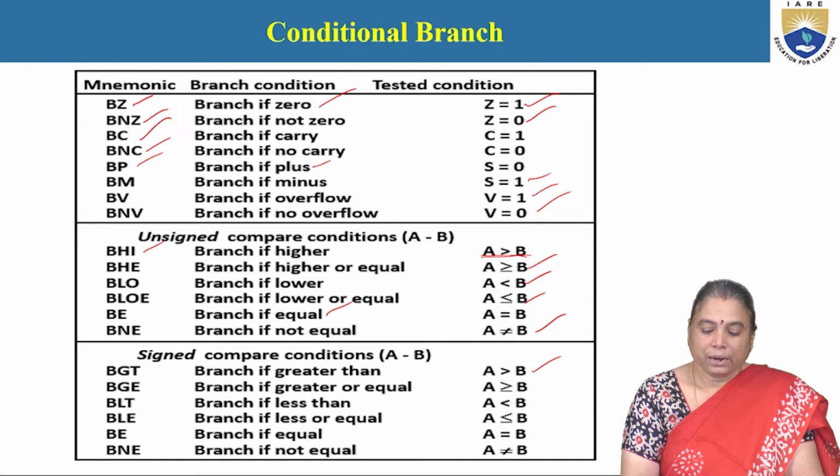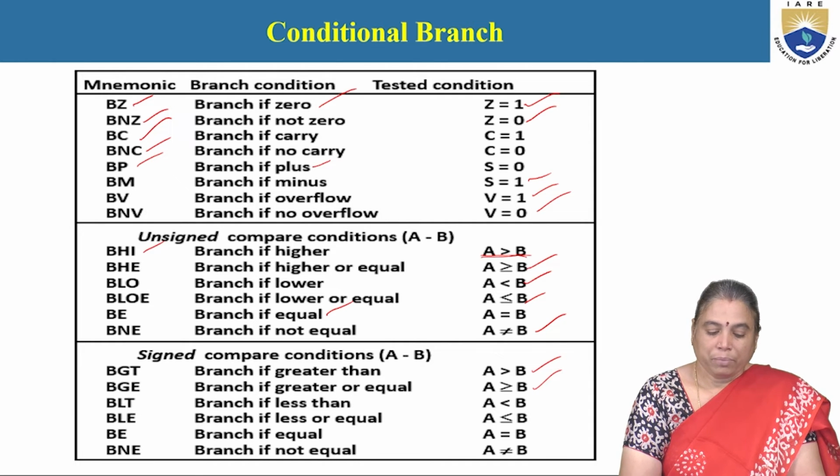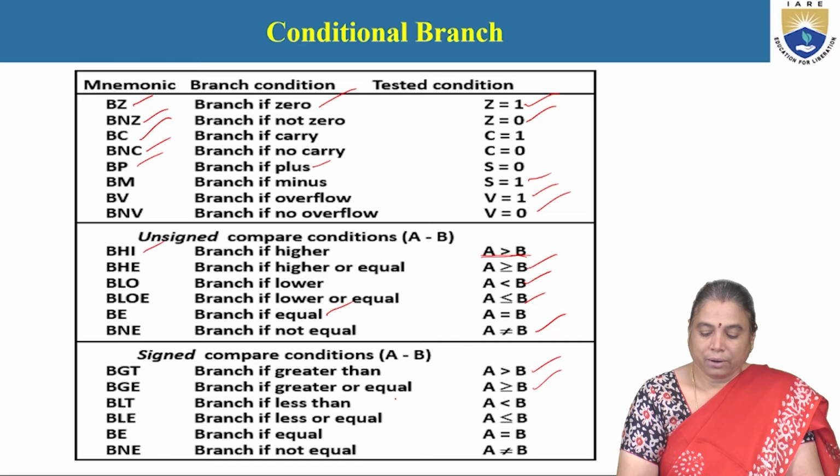BGE, branch if greater or equal to. So if A is greater than or equal to B, branching can be performed. BLT, branch if less than. If A is less than B, the branch operation can take place. BLE, branch if less or equal. If A is less than or equal to B, the branch operation can take place.